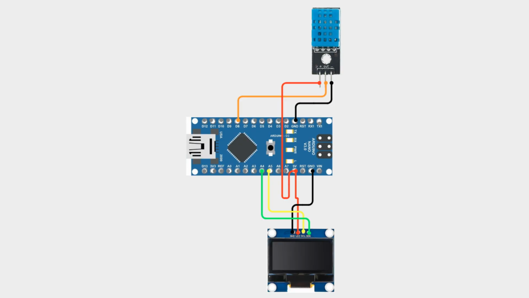We had a DHT11 module with positive connected to 5 volts, out connected to digital pin D8, negative connected to ground. For our OLED, ground is connected to the ground. VCC is connected to 5 volts. SCL is connected to analog pin A5, and SDA is connected to analog pin A4.